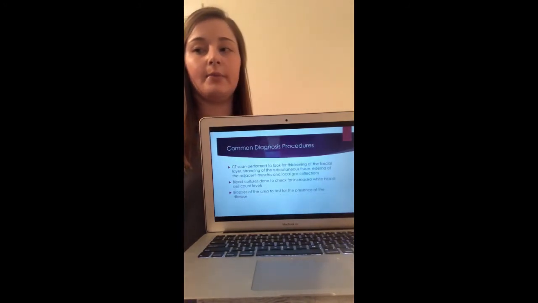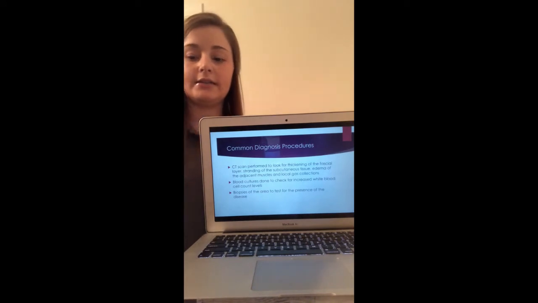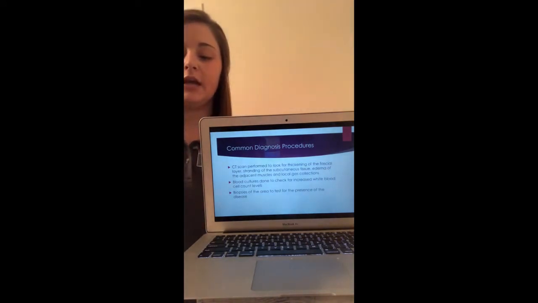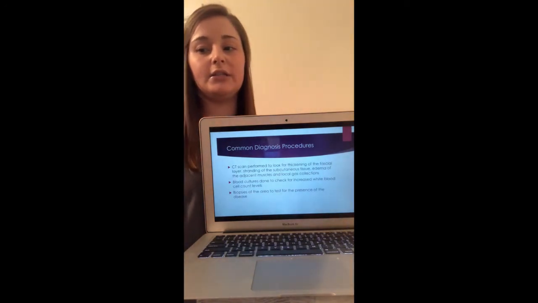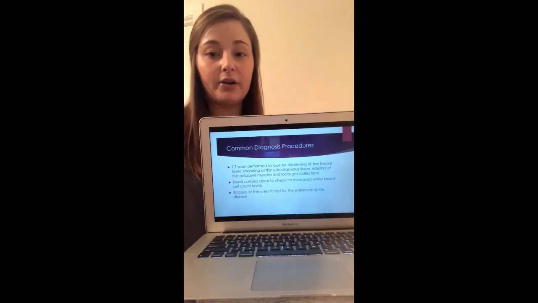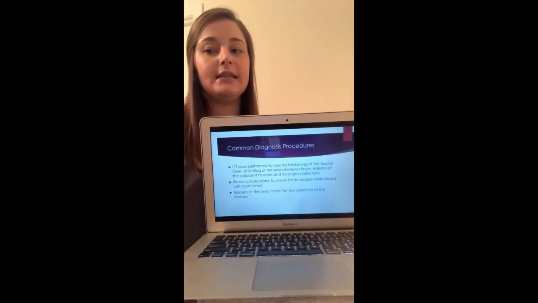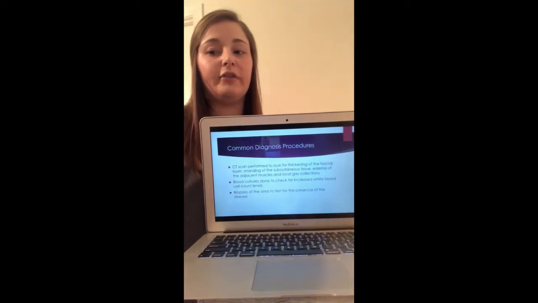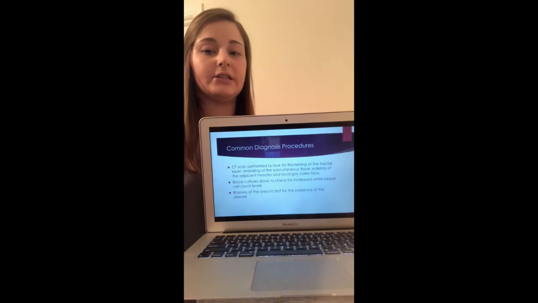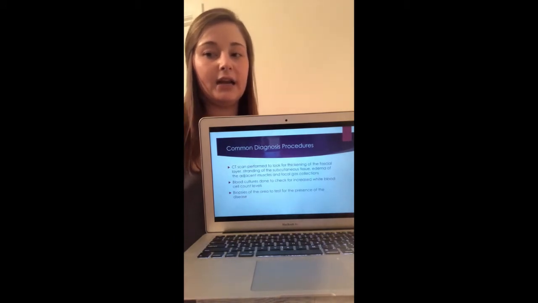All right, so now we're going to talk about common diagnosis procedures. So how this is diagnosed. First of all, they usually do a blood culture just to check increased white blood cell counts. They also do a CT scan to look for thickening of the fascia. They look for edema in the adjacent muscles and local gas collections. There's also biopsies taken of the area to test for presence of necrotizing fasciitis.